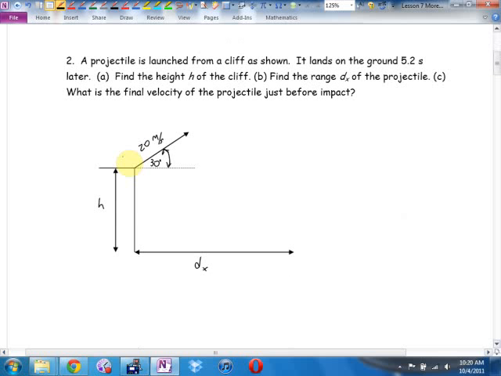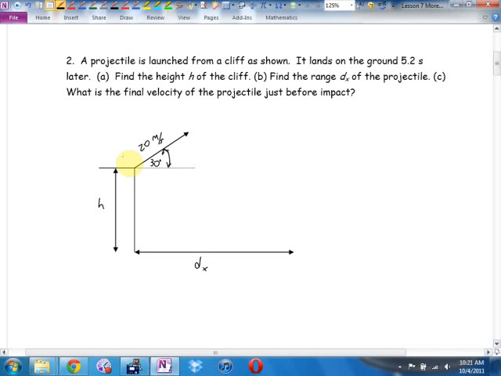All right, here's a classic question from the provincial exam, as a matter of fact. A projectile is launched from a cliff as shown. It lands on the ground 5.2 seconds later. Oh, this time they gave me T. That's going to make some things an awful lot easier, but I bet you that means there's going to be a curveball later on. A says find the height of the cliff. B says find the range. And D says find the final velocity just before impact.